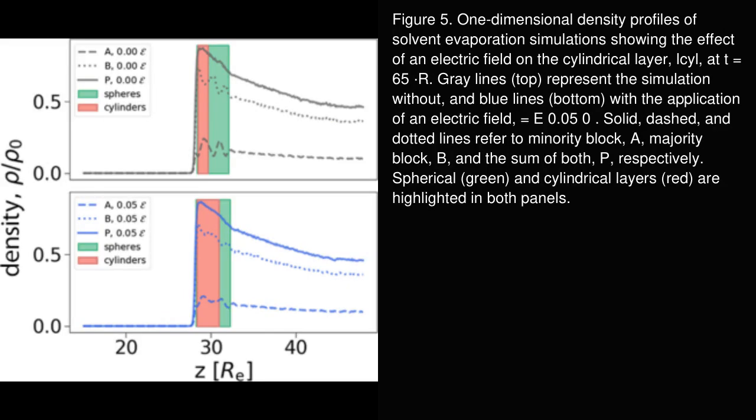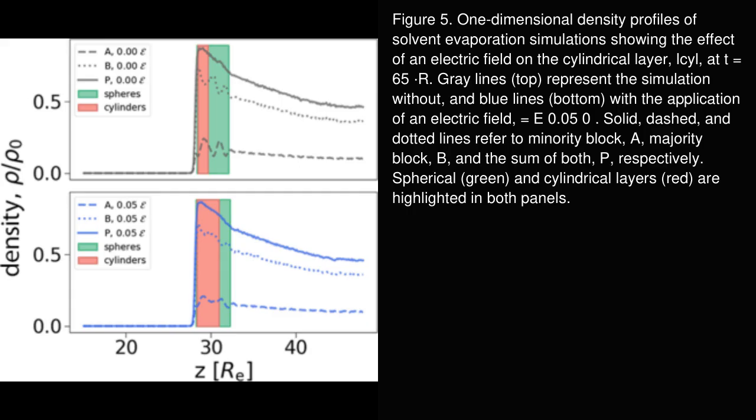Figure 5 presents one-dimensional density profiles from solvent evaporation simulations, highlighting how the application of an electric field affects the growth and extent of the cylindrical domain layer, L_CYL, at a time t equal to 65 characteristic relaxation times. The plots compare data from simulations without an electric field, top gray lines, and with a moderate electric field of strength 0.05, bottom blue lines. Solid, dashed, and dotted lines represent the minority block A, majority block B, and total polymer density respectively. Regions corresponding to spherical and cylindrical microdomains are highlighted in green and red.